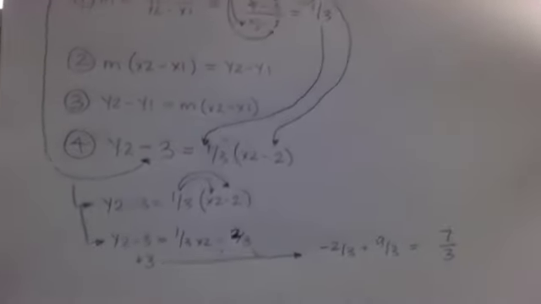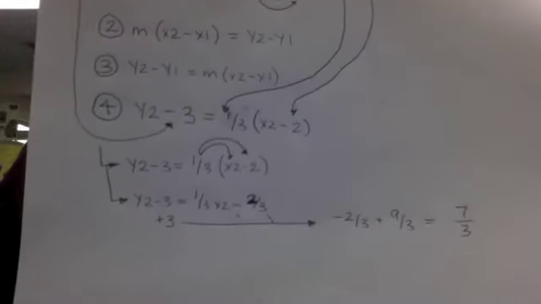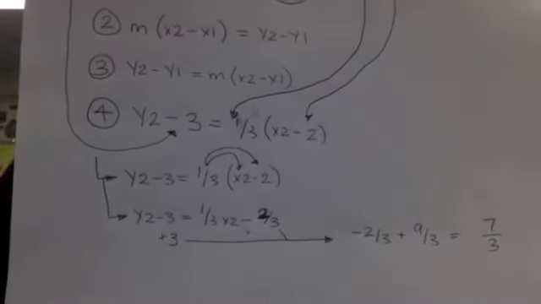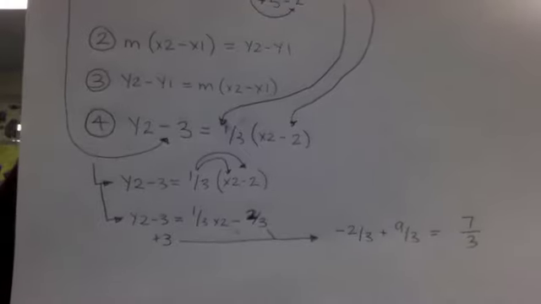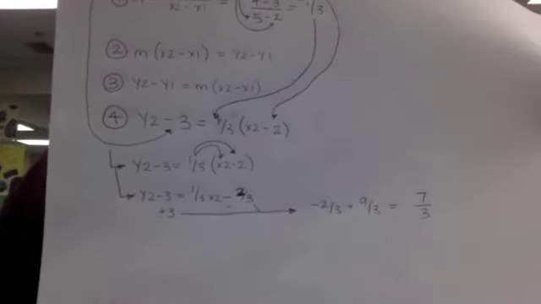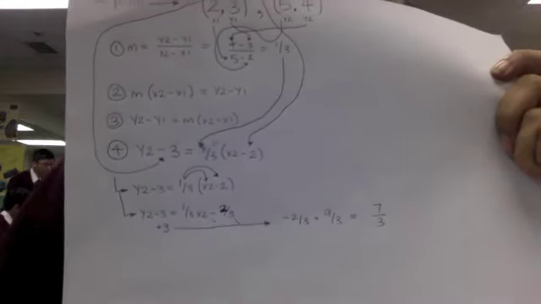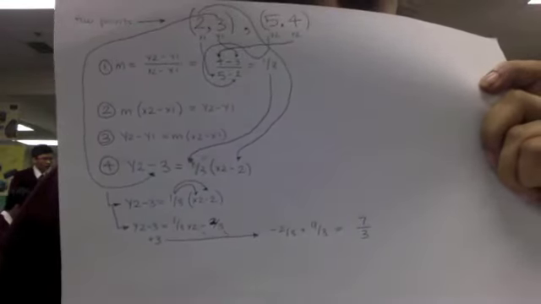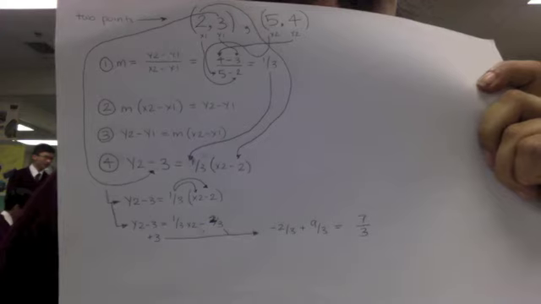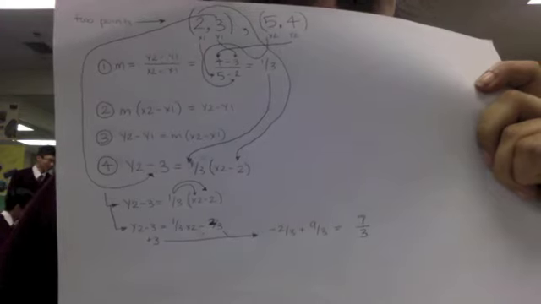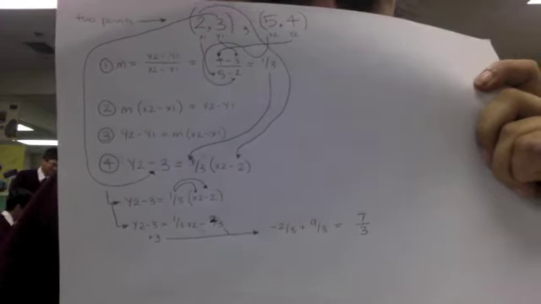The next step after this is to move the 3 on the y side over to the other side. So add the 3 to the side of the y2, and on the other side, the side where you have your slope, you have to change the 3 into a fraction. This fraction is 9/3. You then add the 2 together, giving you 7/3.